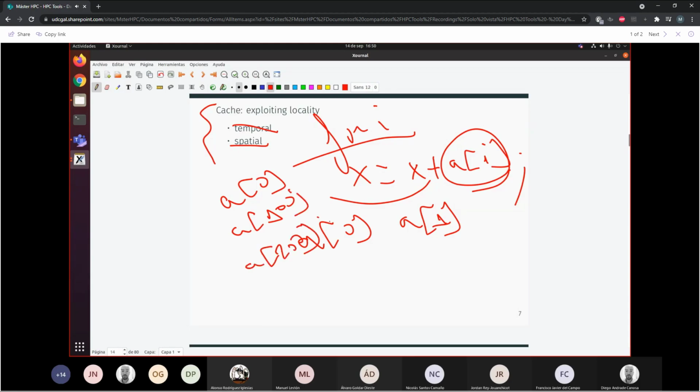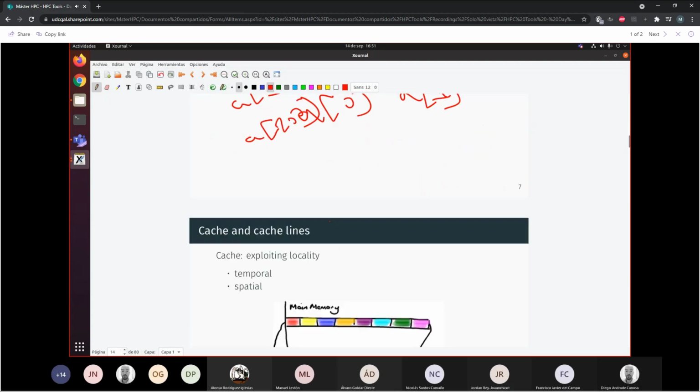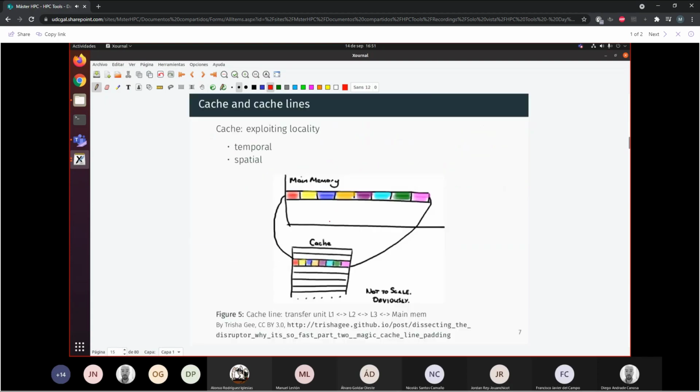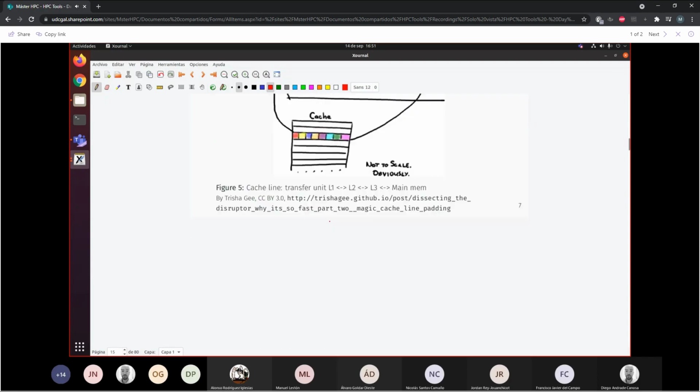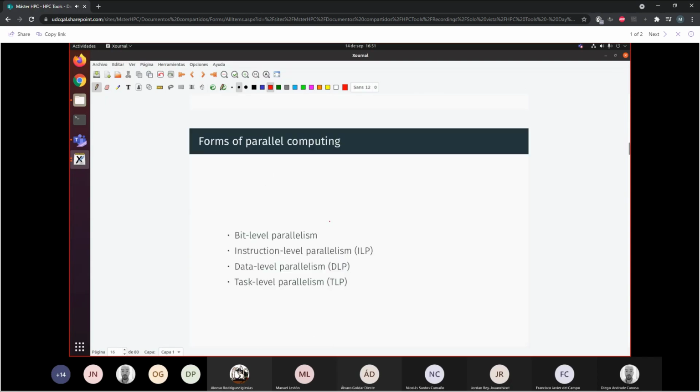Okay, so this is just a representation of temporal and spatial locality. Okay? So this was just a small introduction to computer architecture, just the basics that you need in order to start with the subject. And now we are going to see some basic concepts of parallel computing.